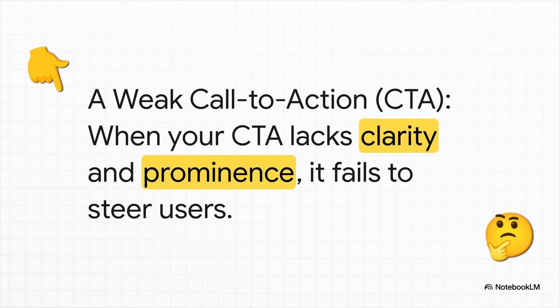Next up, ailment number 2, a weak call to action, or CTA. This happens when your buy now or sign up button is just kinda meh. Maybe it's hard to find, uninspiring, or just plain confusing. It really is like a tour guide who whispers the directions.